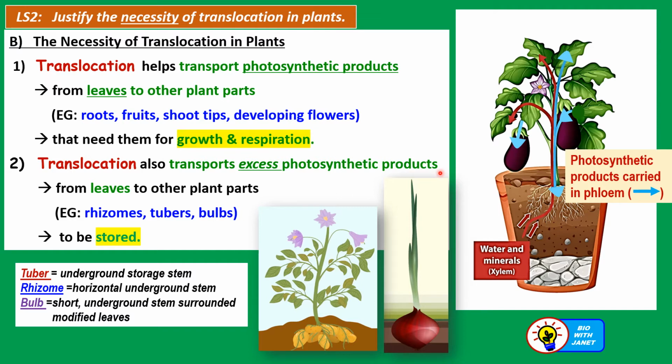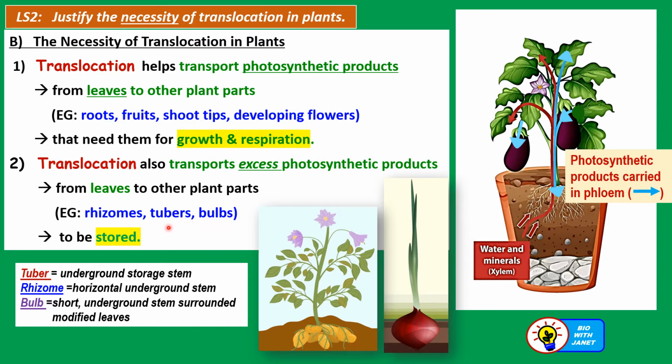That means those products or organic food substances that are in excess. They are no longer needed. There's too much of them, so they are transported to places where they can be stored. So they are transported from leaves to other plant parts like the storage organs: rhizomes, tubers, bulbs.